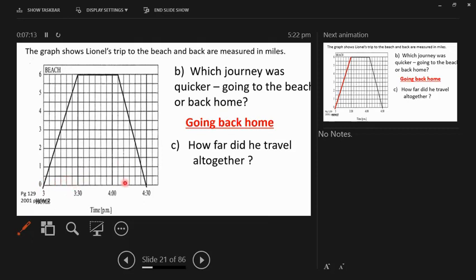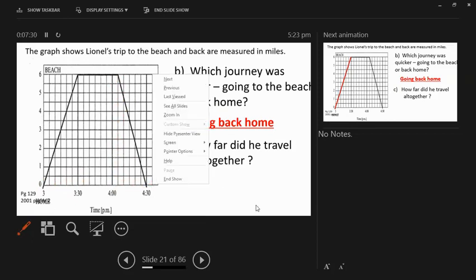Going back home, right here. 5, 10. So let me go again. 5, 10, 15, 20, 25. So going back home was shorter.